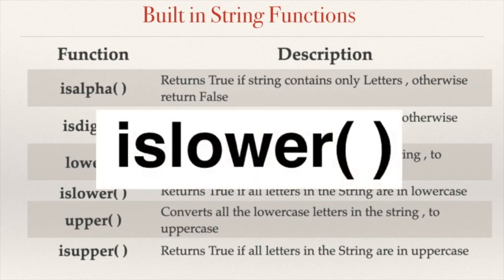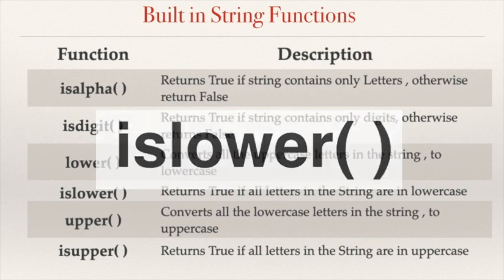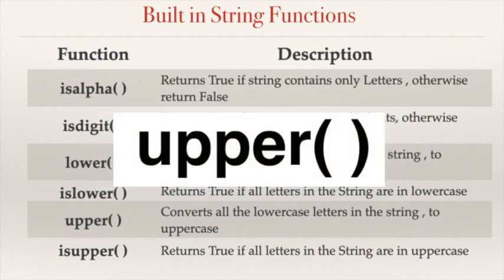islower. This function checks whether a string has all its alphabets in lowercase or not. If yes, then returns a true value, otherwise returns a false value. It neglects any other characters other than alphabets. upper and isupper act similar to lower and islower, but just take care of uppercase alphabets.